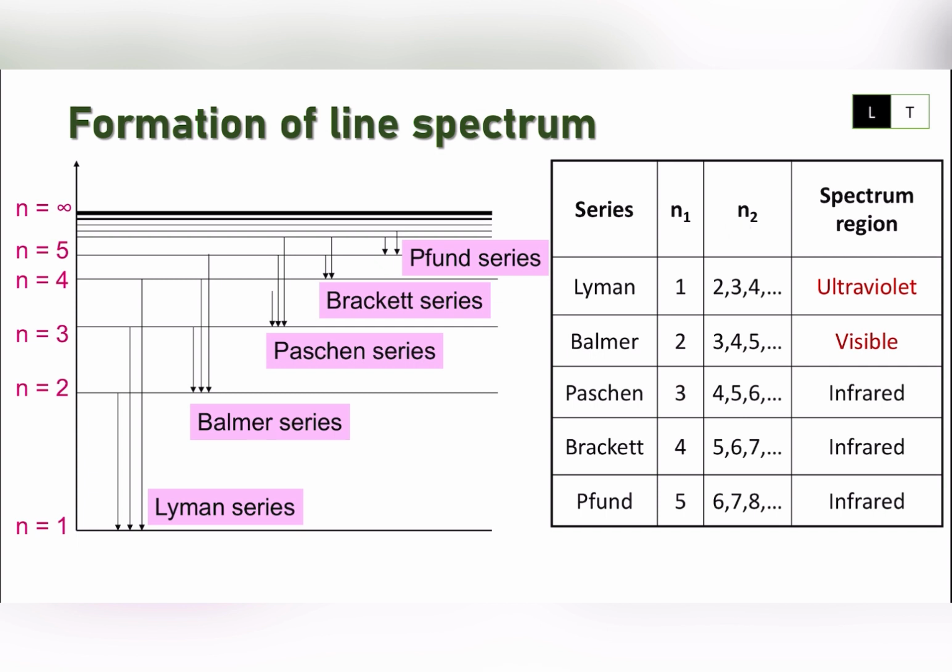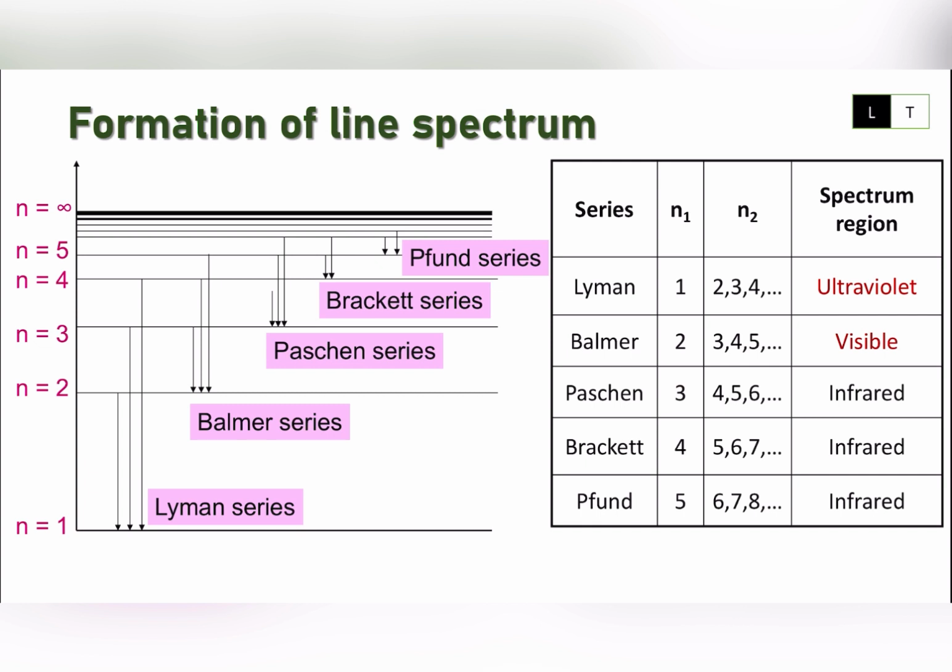The next part you have to understand is the spectrum. When you have a spectrum region, the Lyman series will exist in the ultraviolet region. The next one, Balmer, is the only spectrum that is visible to the unaided eye. And the last 3 series here, Paschen, Brackett, and Pfund, are all in the infrared region. This information is very important for you to understand about the formation of line spectrum when you are answering the question.